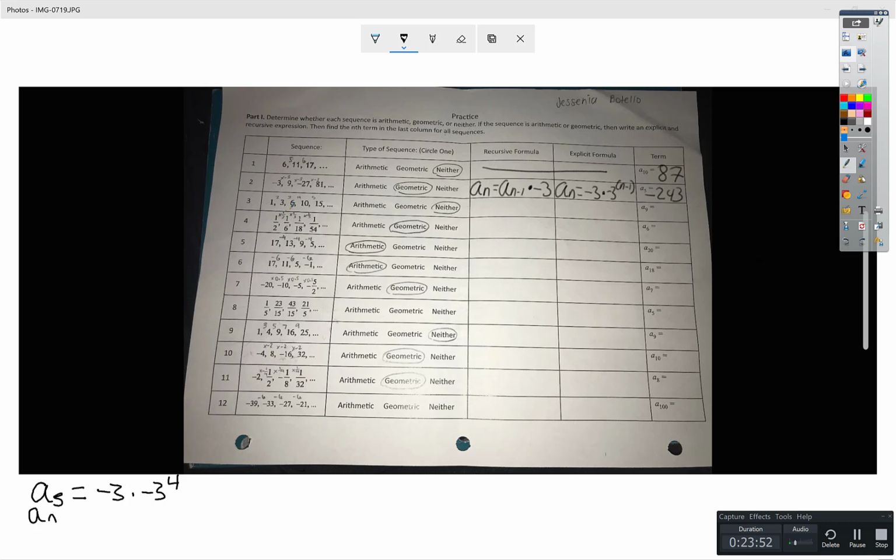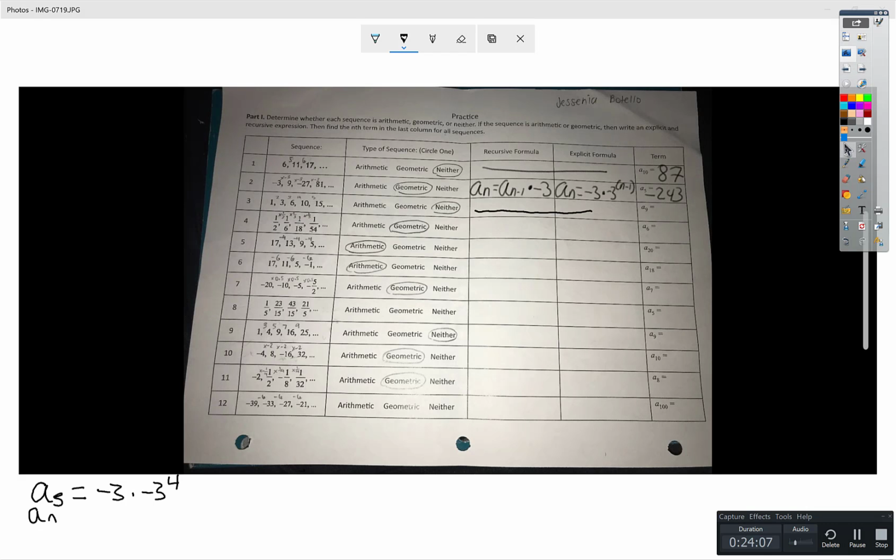Here we add 2, then we add 3, then we add 4, then we add 5. So this is neither, and because this is neither, we don't have to worry about writing a recursive formula or an explicit formula.